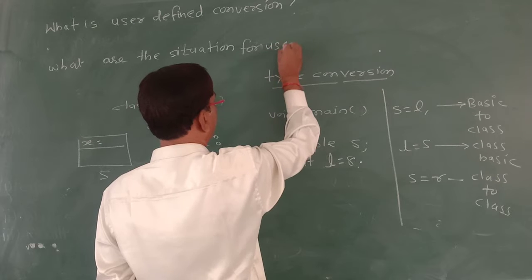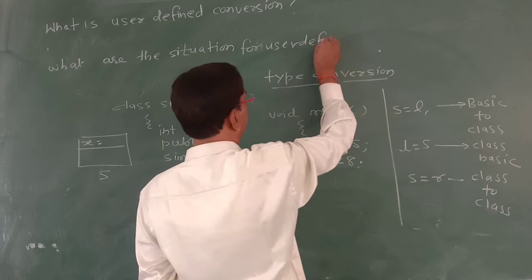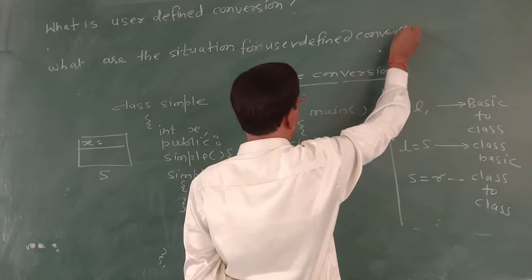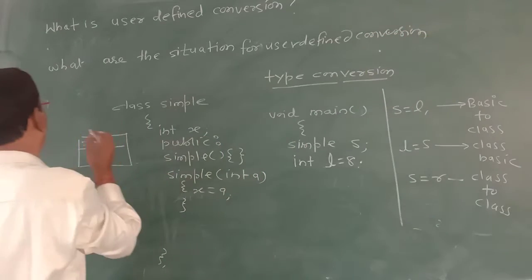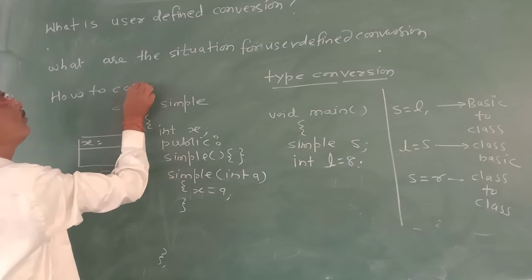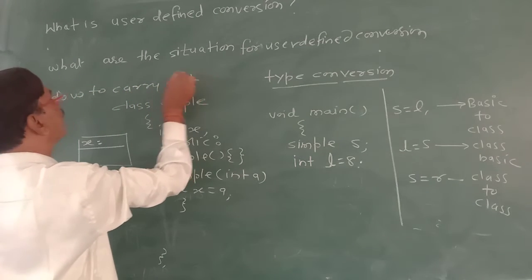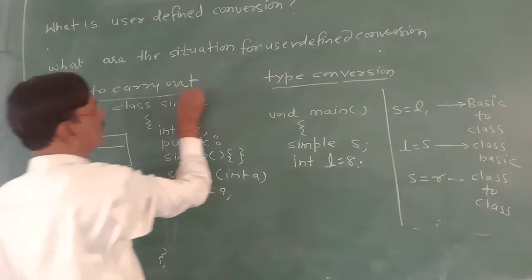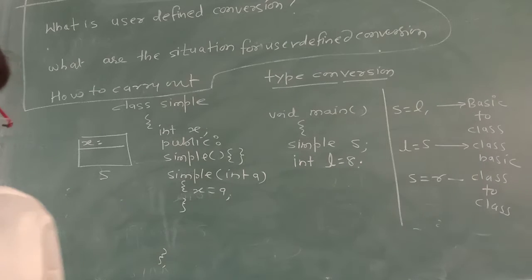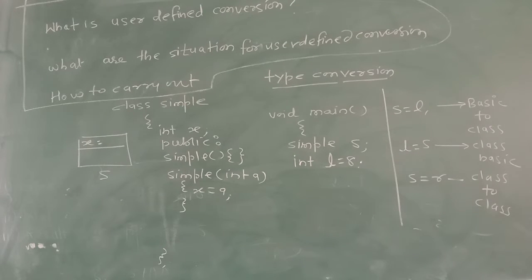User defined conversion. And how to do? How to carry out? So these are the three questions. So the answer is, what is user defined conversion?